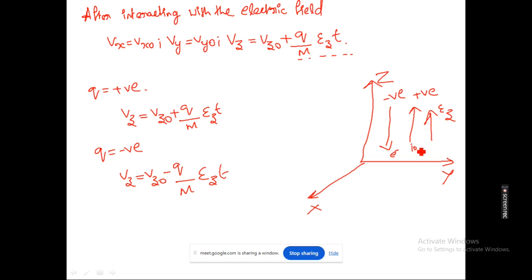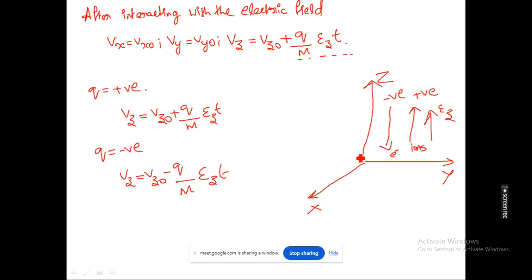In the case of ions, the ions will move along the direction of the electric field, whereas the electrons will move away from the electric field. So both types of particles are present when they enter the electric field. All positively charged particles move like this and all negatively charged particles move like this.